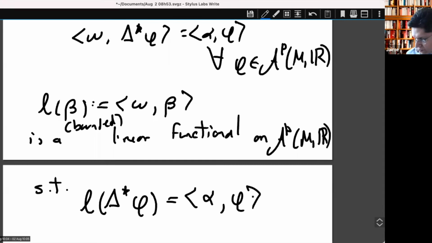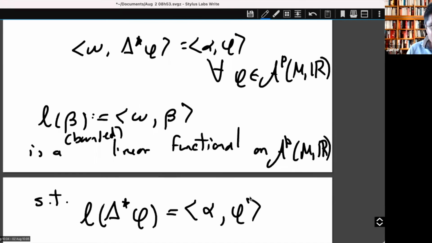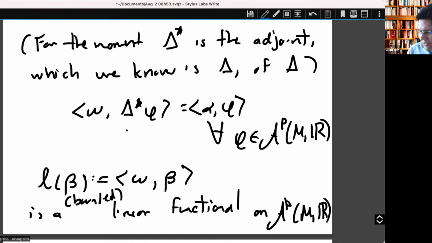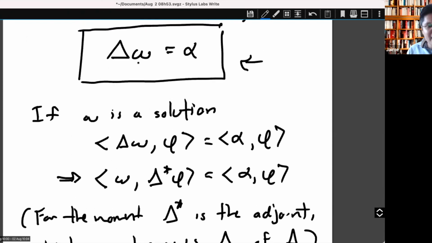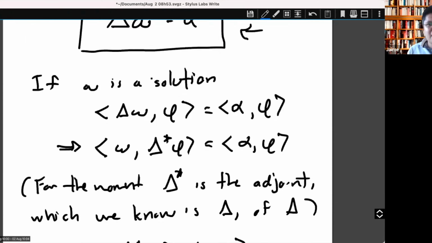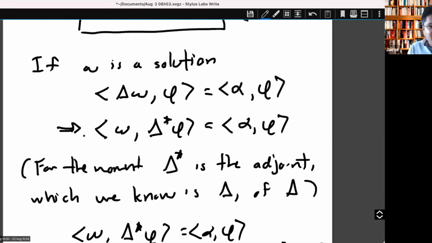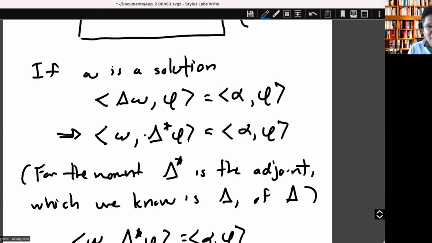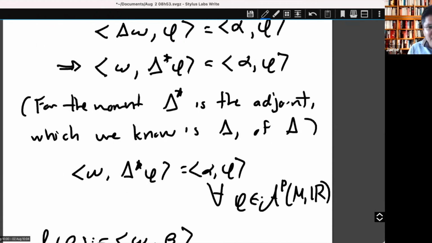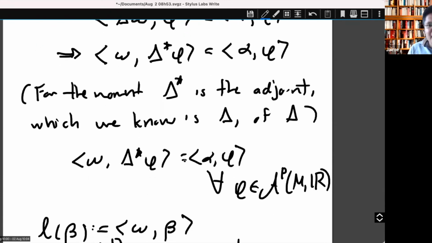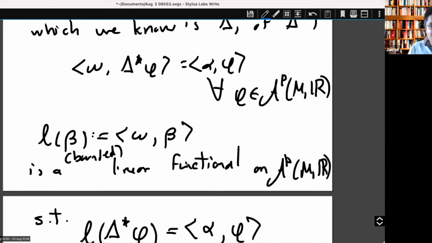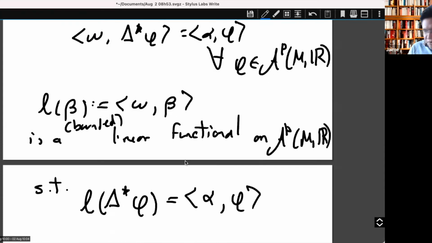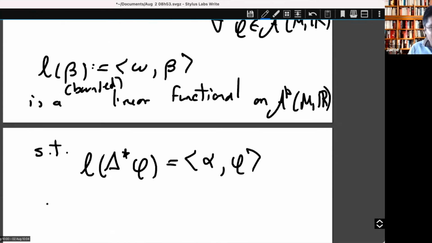So we would like to find the solution of the Laplacian here above, and I have to try to do something like this. And as I say here, if omega is a solution, then I find this identity. So finding the identity implies that you can find a bounded linear functional that does this, right? So we take that as a definition.